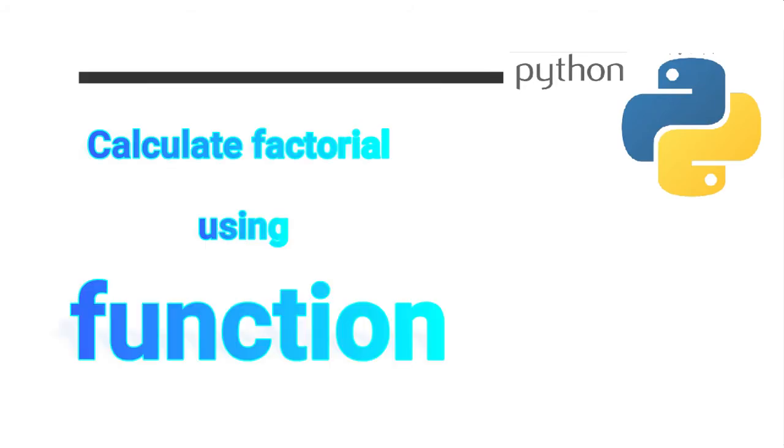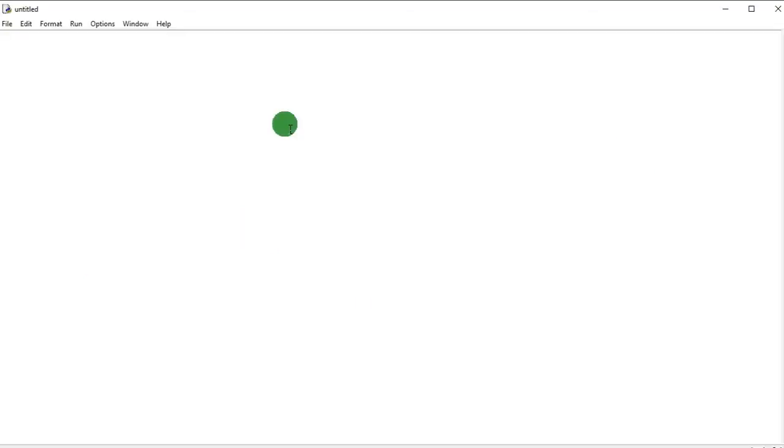Hello everyone, in this tutorial we are going to learn how we can calculate factorial of a number by using functions. So let's see. First we need to define a function. For that we use the def keyword and then the name of the function. I am taking the name as factorial itself. You can take any other name also because it's just a name.